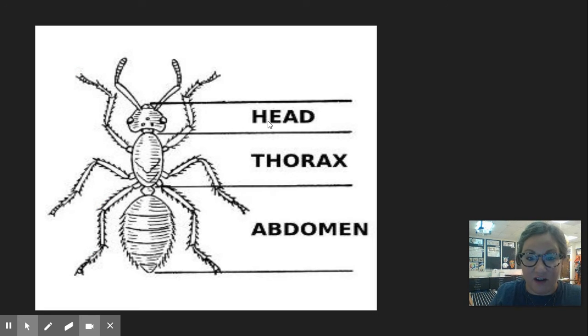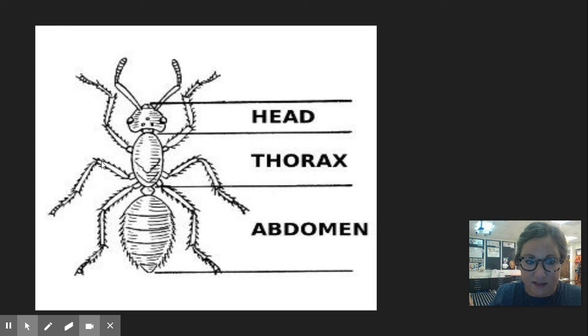Insects' bodies are also symmetrical. We're going to look at some images from a book here in just a second. So the different parts of a body on an insect. Here's how we know an insect is an insect. Number 1, it has 6 legs.